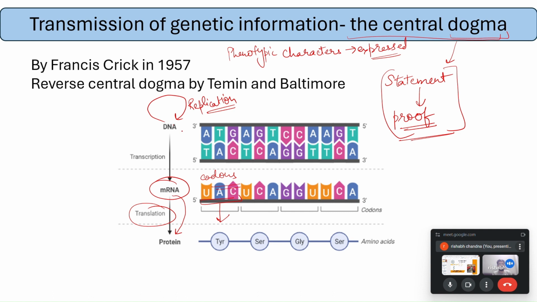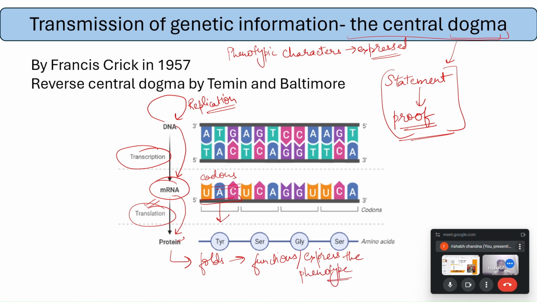So first DNA transcribes the information into mRNA, that is called transcription, and mRNA is then formed into proteins, that is called translation. So this protein molecule now folds and functions, or expresses the phenotypic information. Okay, so this is basically what is called the central dogma.